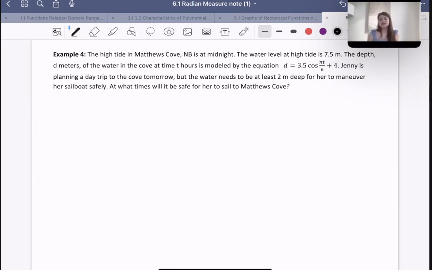We need to set D to be at least 2, right? D needs to be at least 2 in order for the sailboat to be safe. So first we're going to find the exact points where it's exactly 2. That's going to help us find the turning points, well, I shouldn't say turning points, that's not quite the right word. Break even points could be a good way to put it.